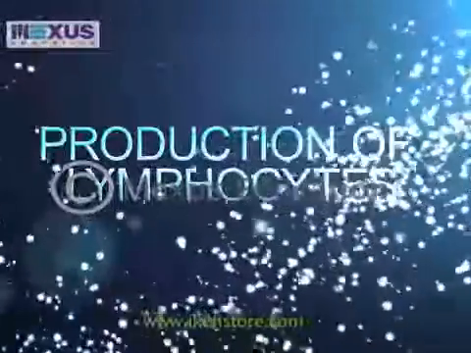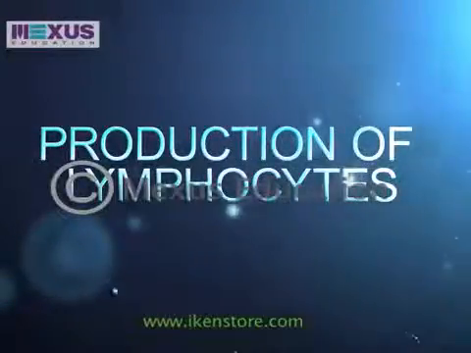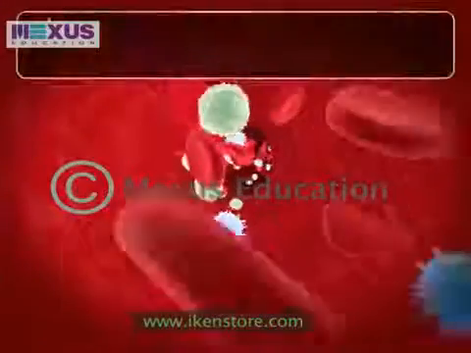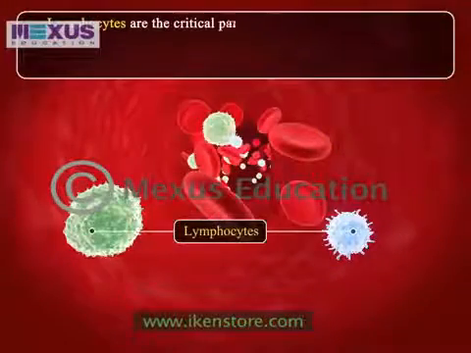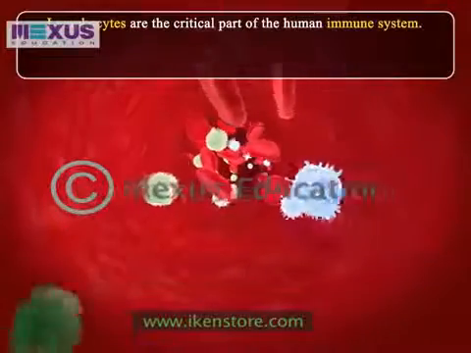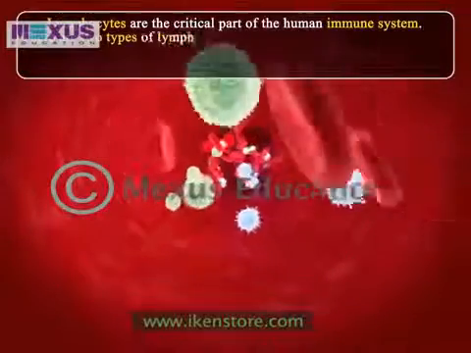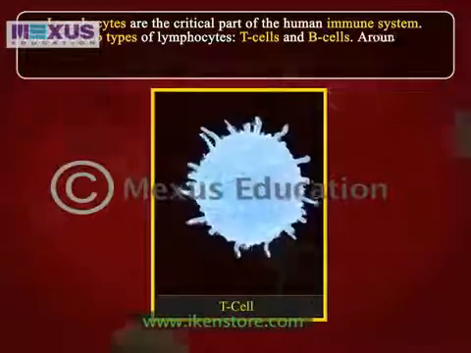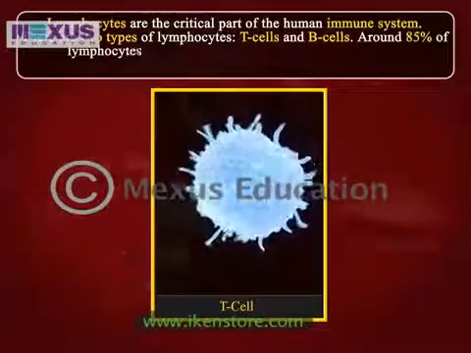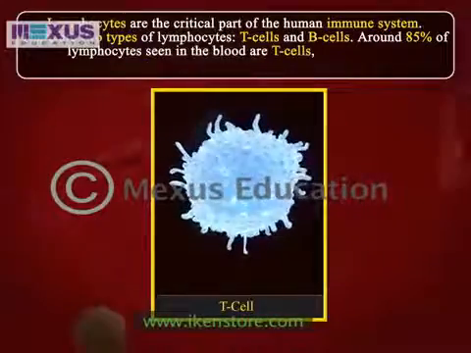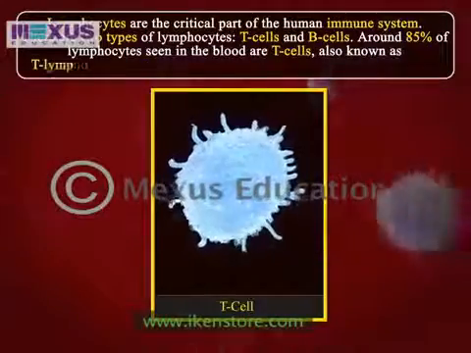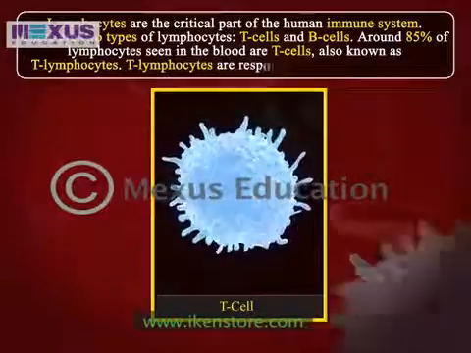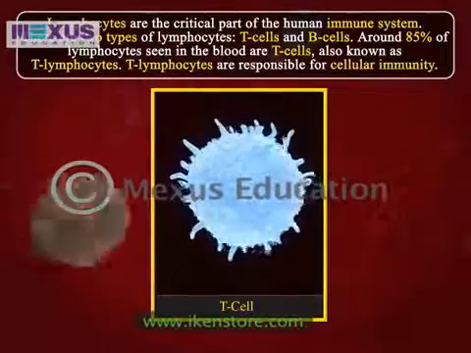Production of lymphocytes. Lymphocytes are a critical part of the human immune system. There are two types of lymphocytes, T cells and B cells. Around 85% of lymphocytes seen in the blood are T cells, also known as T lymphocytes. T lymphocytes are responsible for cellular immunity.